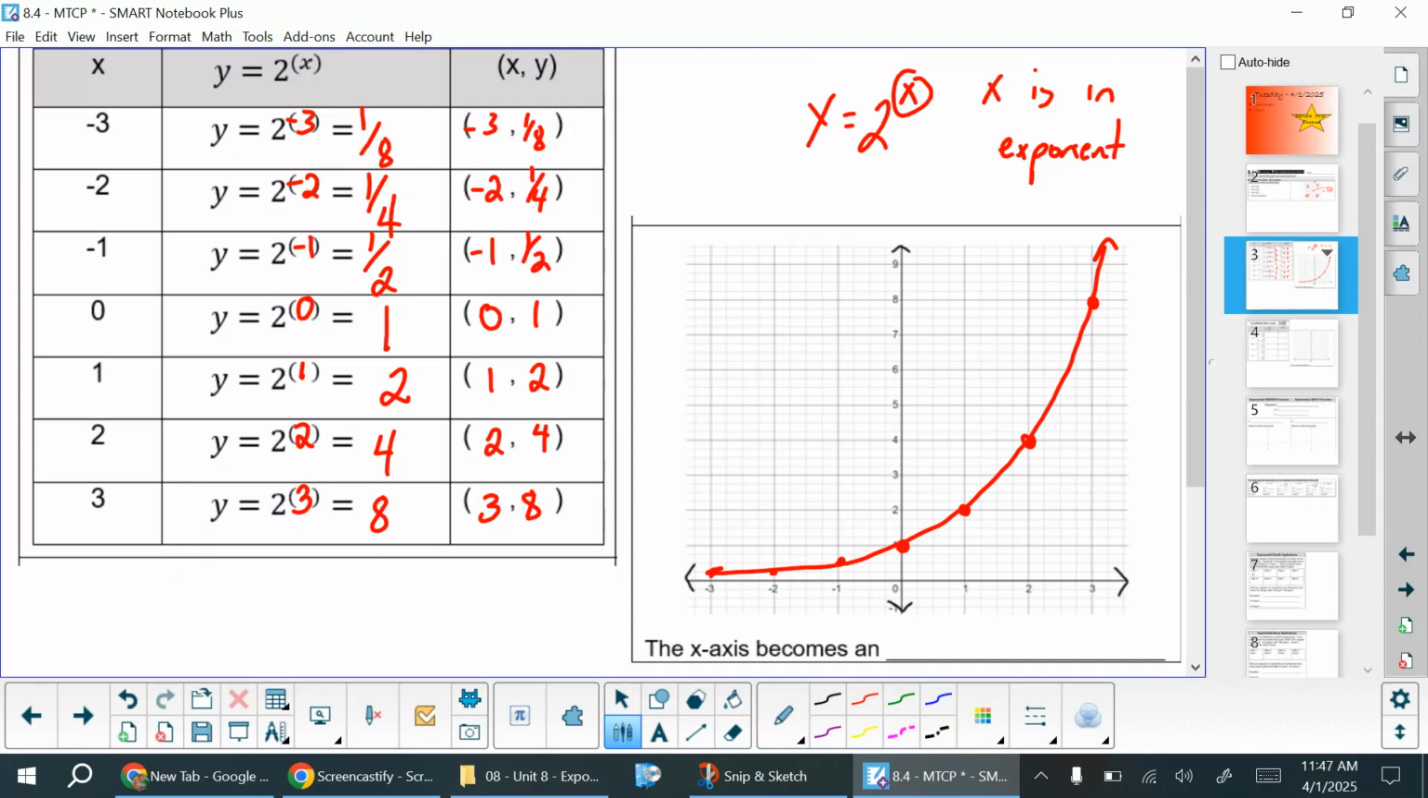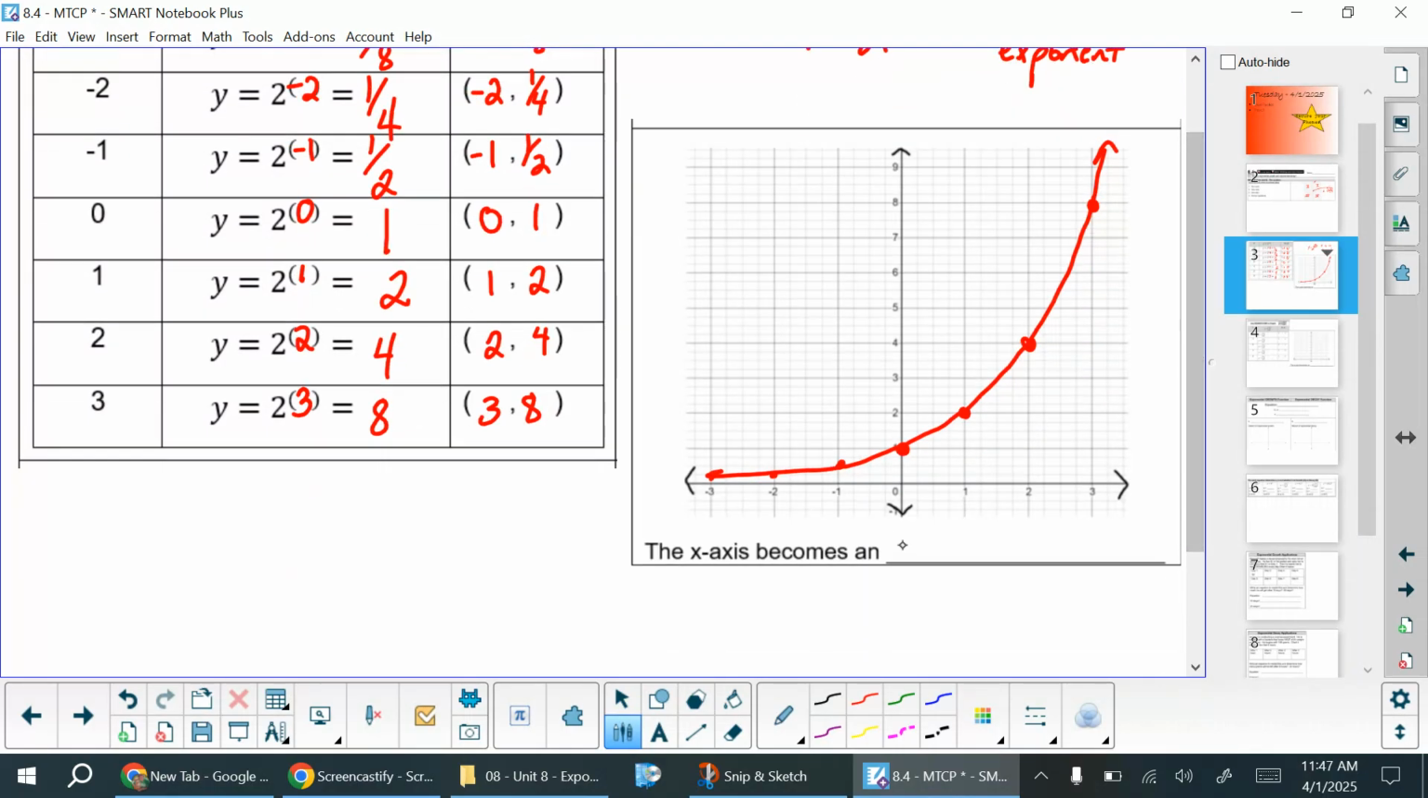The second thing I would ask you to look at here is that if you look at this x-axis, the graph never actually gets there. If we kept going down and dividing by 2 and dividing by 2, we'd have a 16th and a 32nd and a 64th. But it never gets to 0. And so what's going on there is we call the x-axis an asymptote. And all that means is that the graph gets really close.